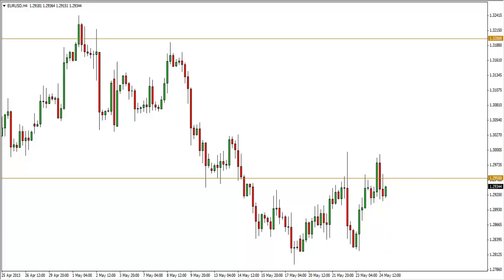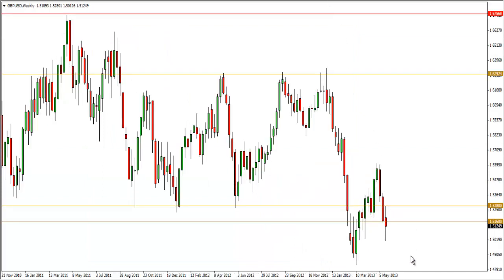Now let's look at the British pound dollar. On the weekly chart, we can see that price forms some sort of a bearish pattern, but both sellers and buyers are pretty equal on both sides, with, I would say, more force from the sellers.